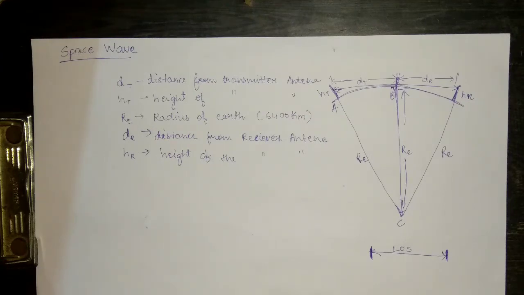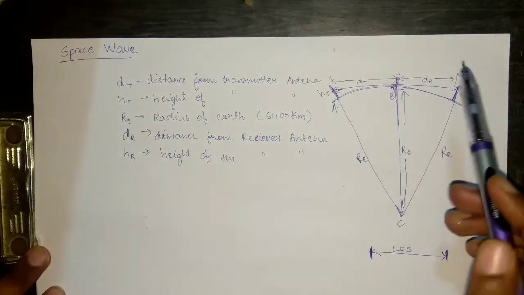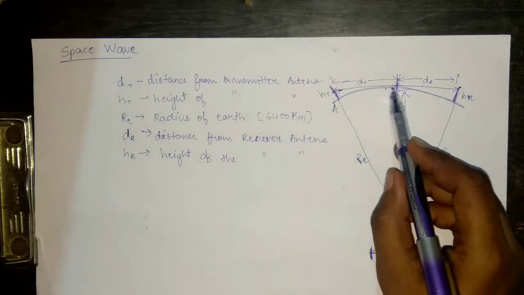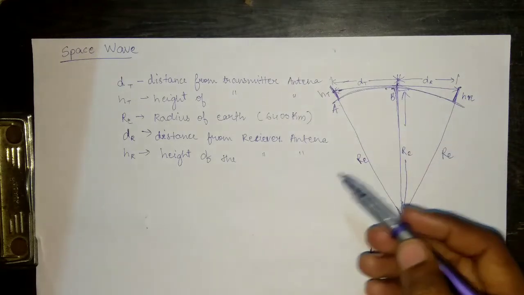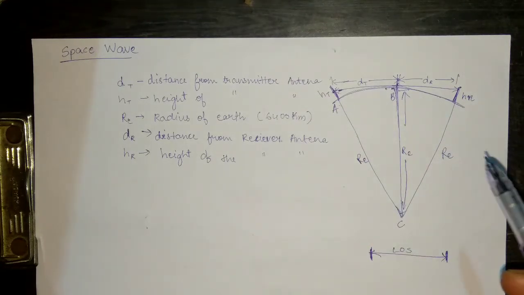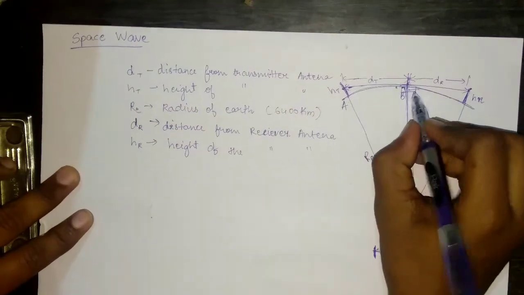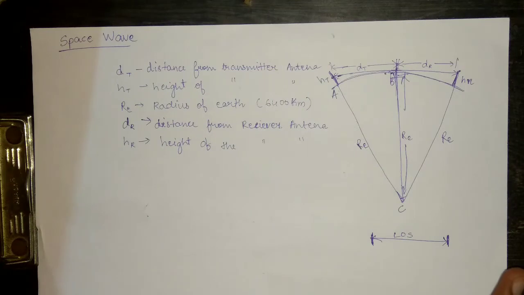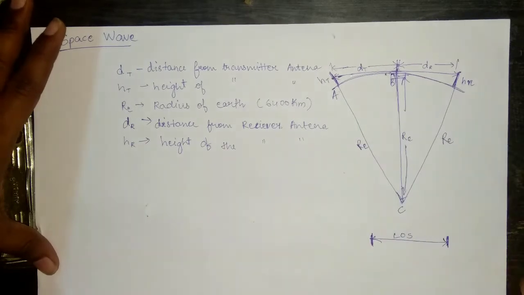These antennas are built so high from the ground level, because as you know these waves propagate in a straight line. So this bend, this curvature should not interrupt the waves which are going. Therefore the height of the antennas is very high. Now, as you can see, this is 90 degree. So by applying Pythagoras theorem, we can calculate the distance traveled by the EM waves from the transmitter.